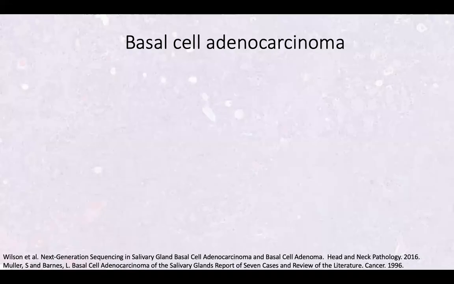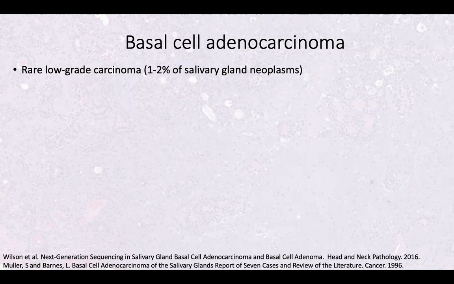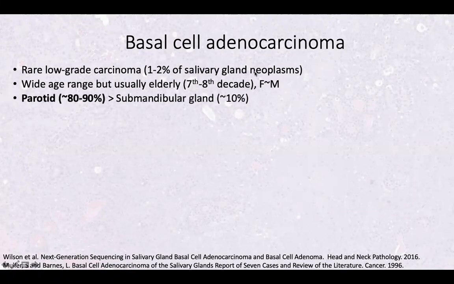So this is a basal cell adenocarcinoma. This is very rare. I think you get like 1/3 the number of basal cell adenocarcinomas per basal cell adenoma, so even more rare than basal cell adenomas, which are already quite rare. Really wide age range, but these usually tend to occur in an older population. And there actually is a relatively equal gender distribution.